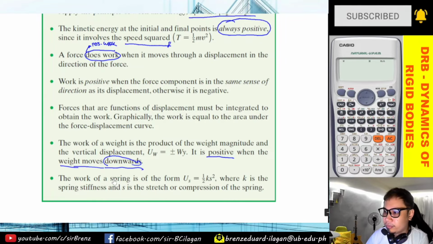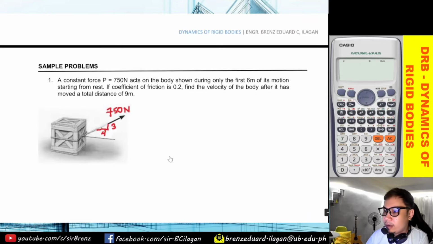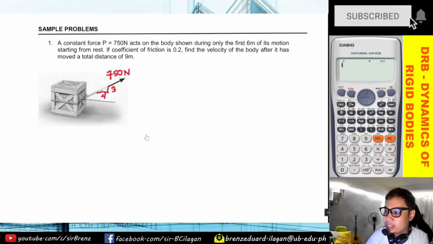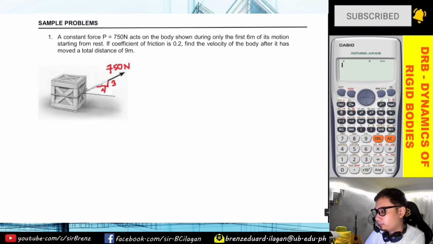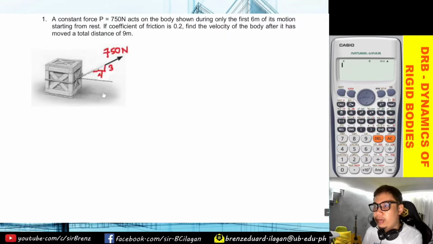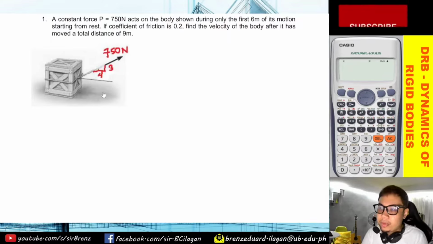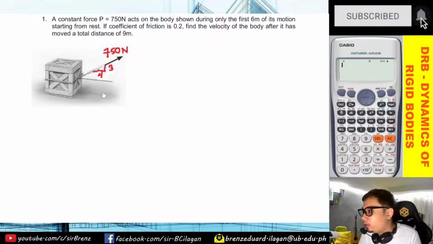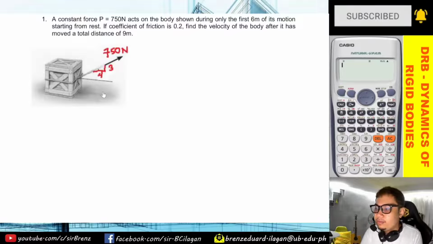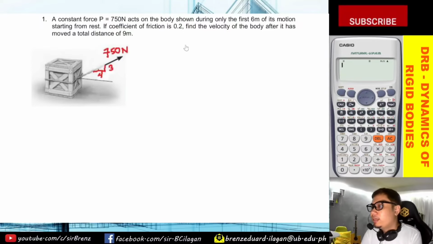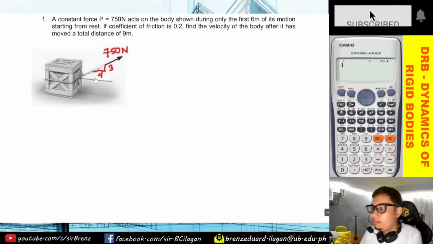Okay, so let's start with problem number 1. So, para mas ma-appreciate at mas maunawaan nyo to, mag-solve tayo ng first problem. Okay guys, so let's start first with problem number 1. So, basahin po natin. A constant force P, which is 750 Newton, acts on a body shown during only the first 6 meters of its motion. So, starting from rest. If coefficient of friction is 0.2, find the velocity of the body after it has moved a total distance of 9 meters.